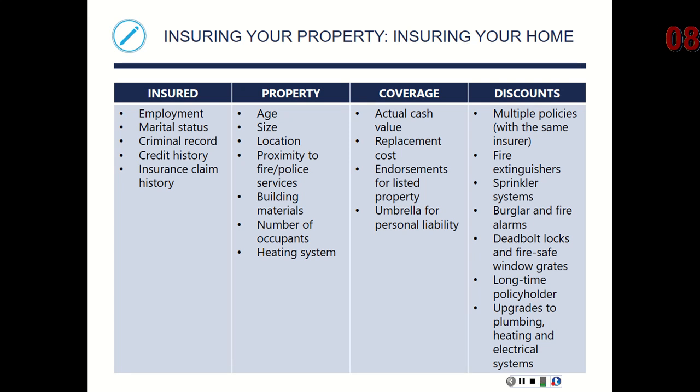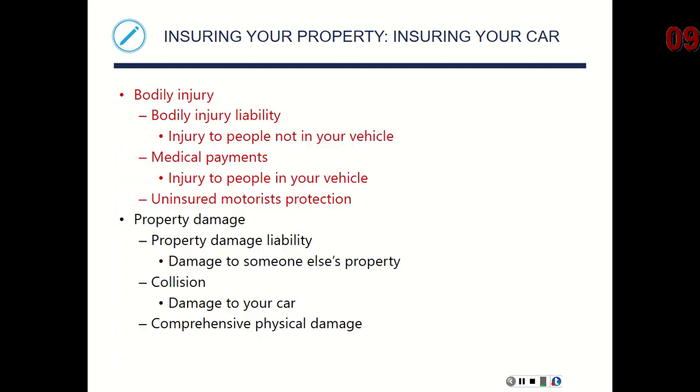Deadbolts, more important thing if you live in a bigger city. Having fire extinguishers, having a sprinkler system. Rare thing that's going to be in a house, more so a business property, but would be a possibility. How long you've been with the company, any improvements you've made, once again, you see, to electrical, heating, plumbing, to hopefully make it a less risky venture if those things are new.